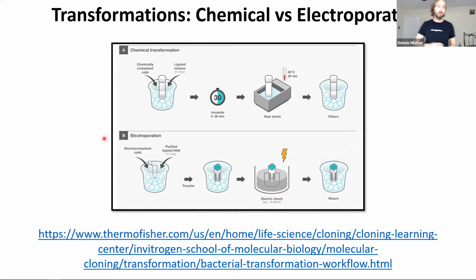So, chemical transformation. Actually, A and B are pretty similar in their steps. The first step here for chemical, you're going to take your chemically competent cells, which you've made previously using a procedure to make them. You're going to take those cells and just add the DNA to them. You're going to let them sit for a while. And then the very important step in chemical transformations is you have to do a heat shock.